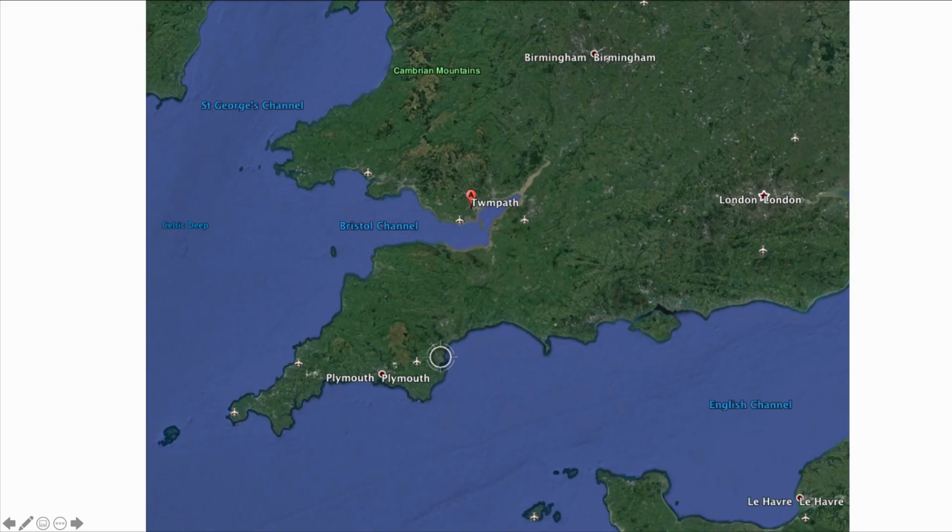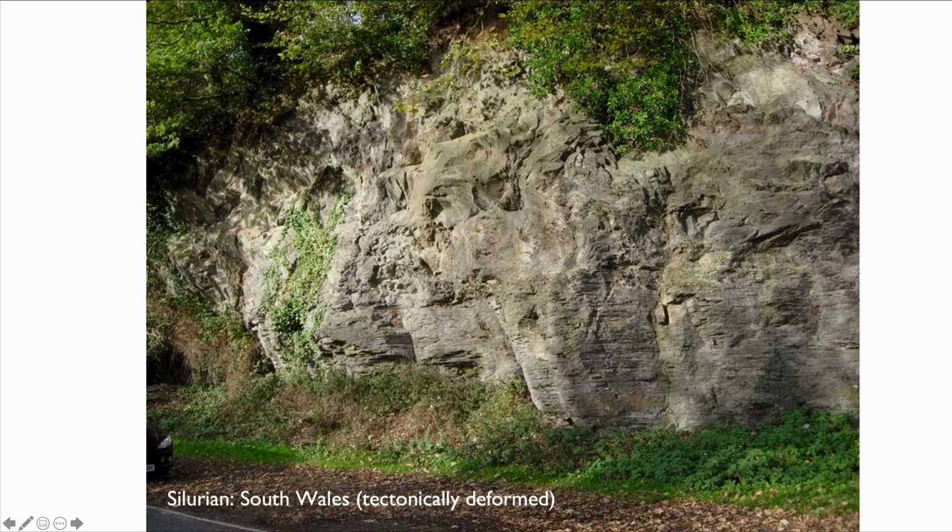Sedgwick and Murchison worked in the south of Wales, and there they defined a unique succession of rocks that were extremely deformed. They were tectonically deformed, so hard to work on, very hard to correlate to other rocks, but they looked much older than anything they knew. And in Wales, they defined what is now known as the Silurian. So far so good. Our two stratigraphers are working hand in hand to define both the Silurian and the Devonian, important subdivisions of the Paleozoic.